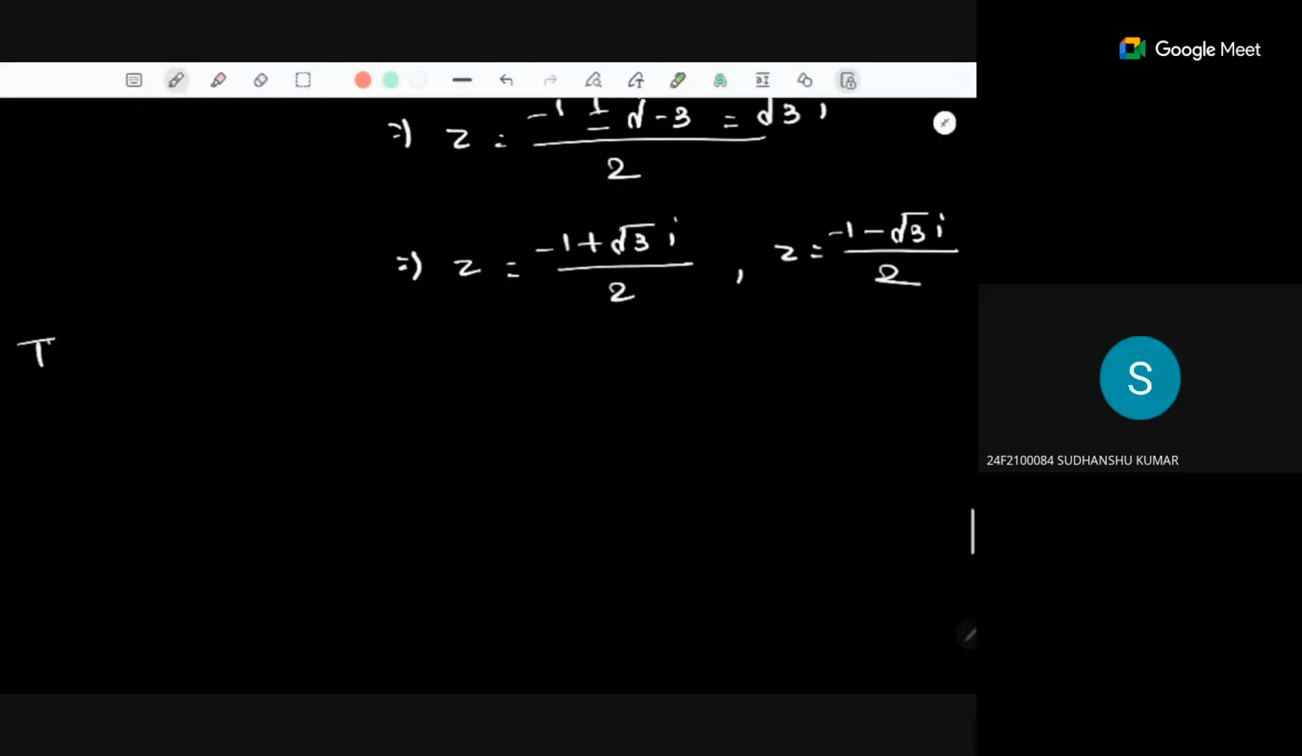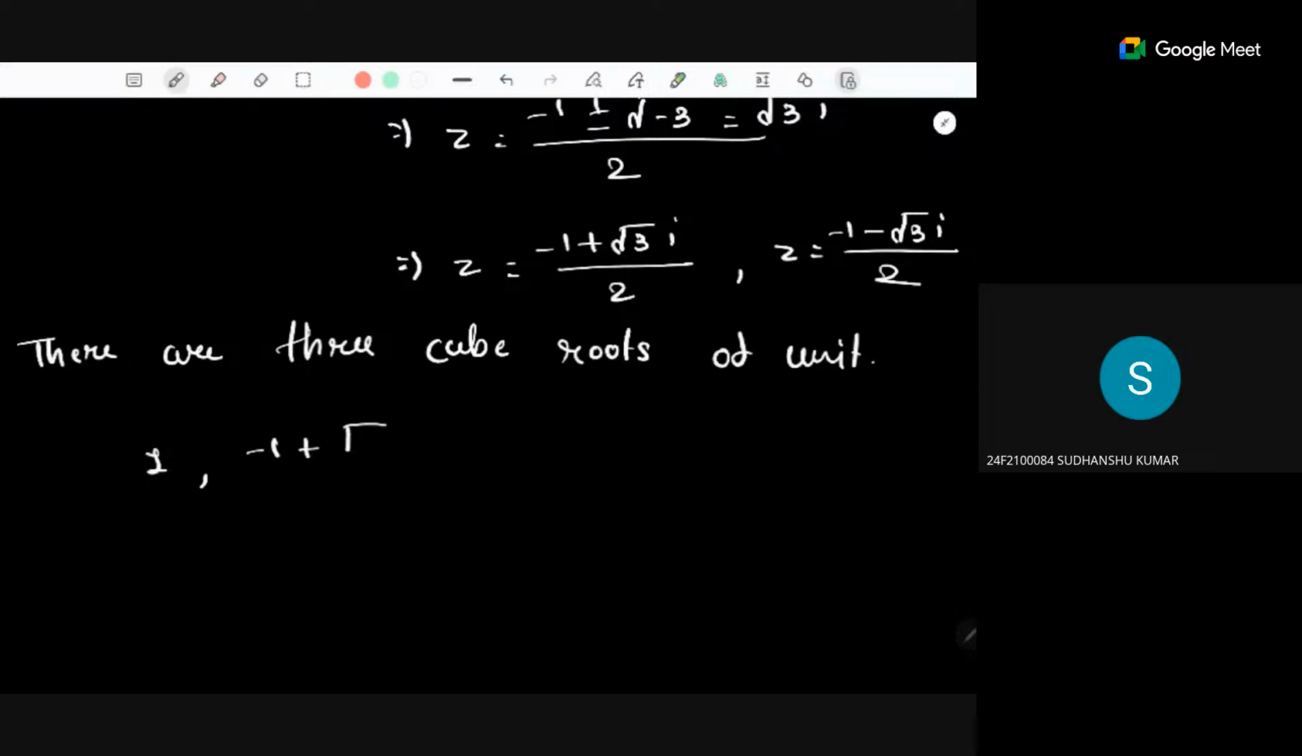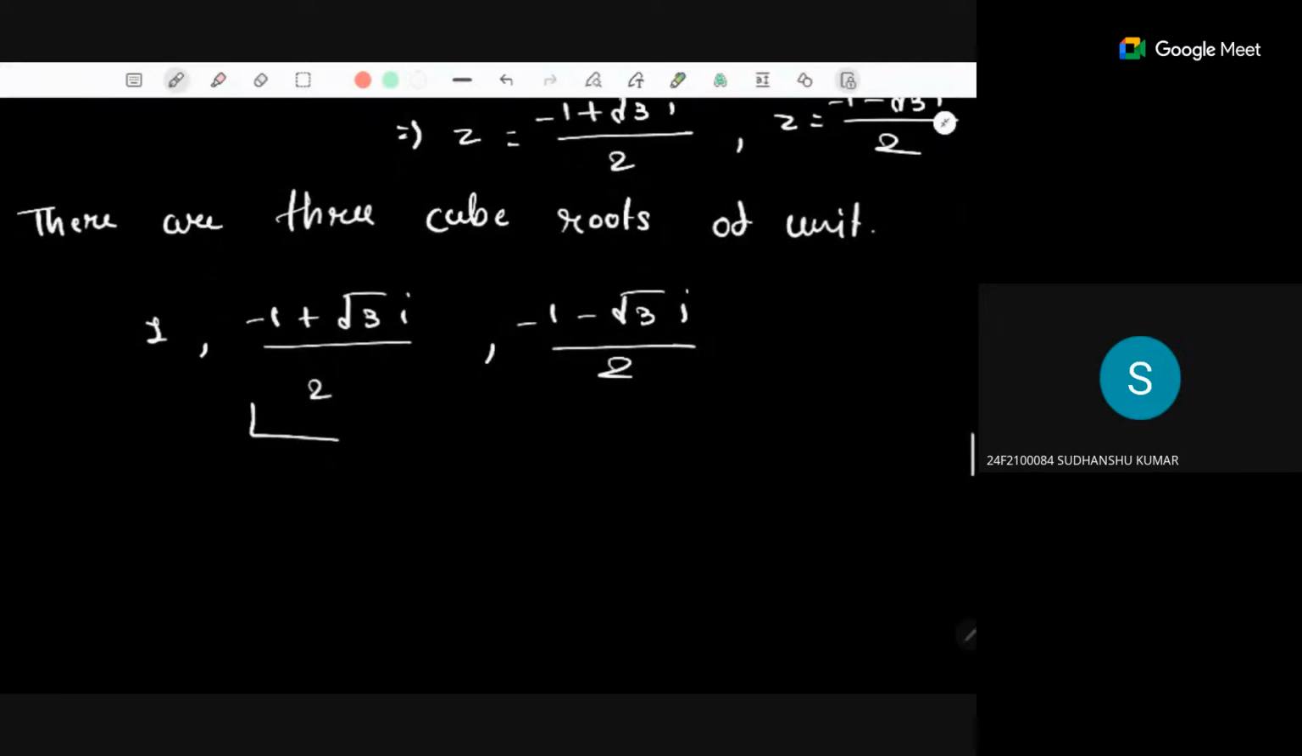So that means there are actually 3 cube roots of unity. So that means there exist 3 complex numbers whose cube, if you do, you will get 1 back. And those numbers are 1, minus 1 plus root 3 iota by 2, and minus 1 minus root 3 iota by 2. Okay, so here we have these two numbers.